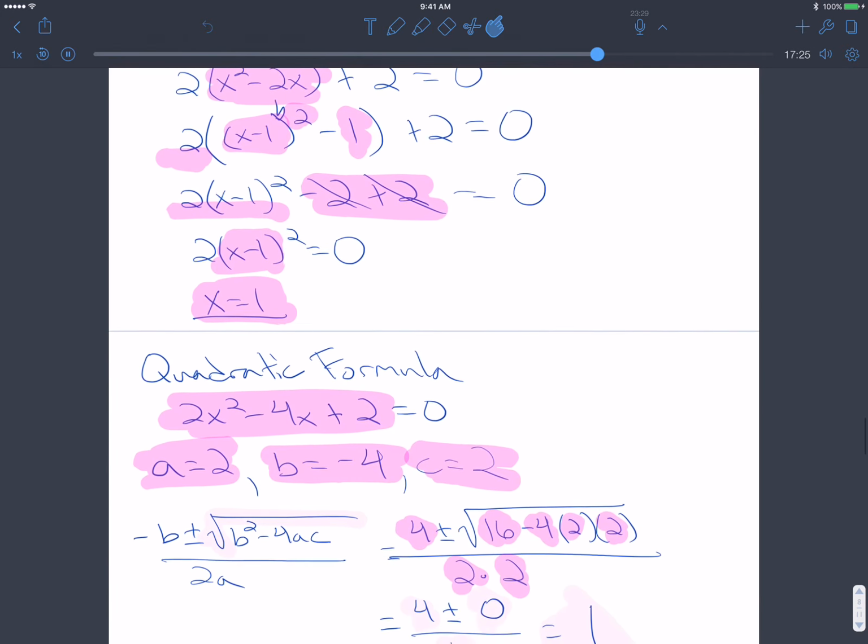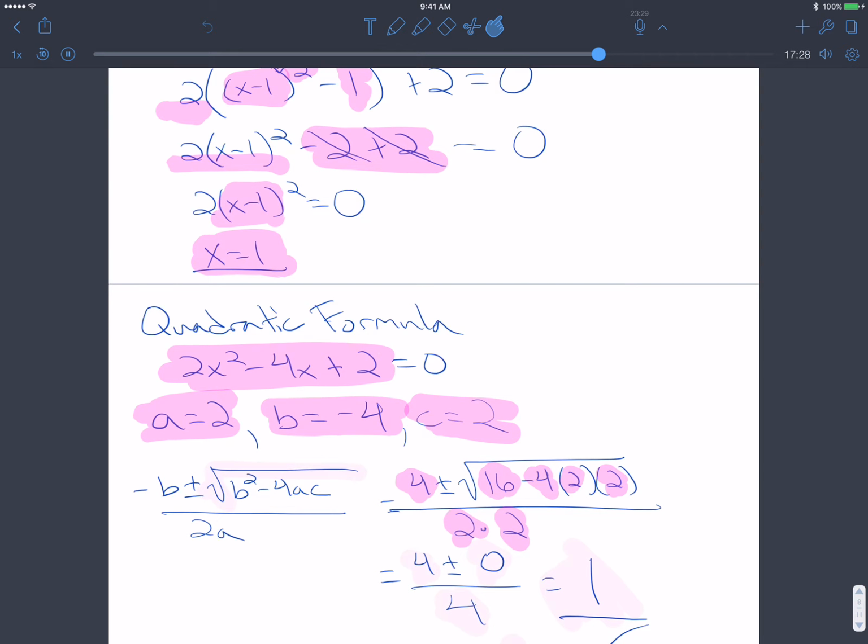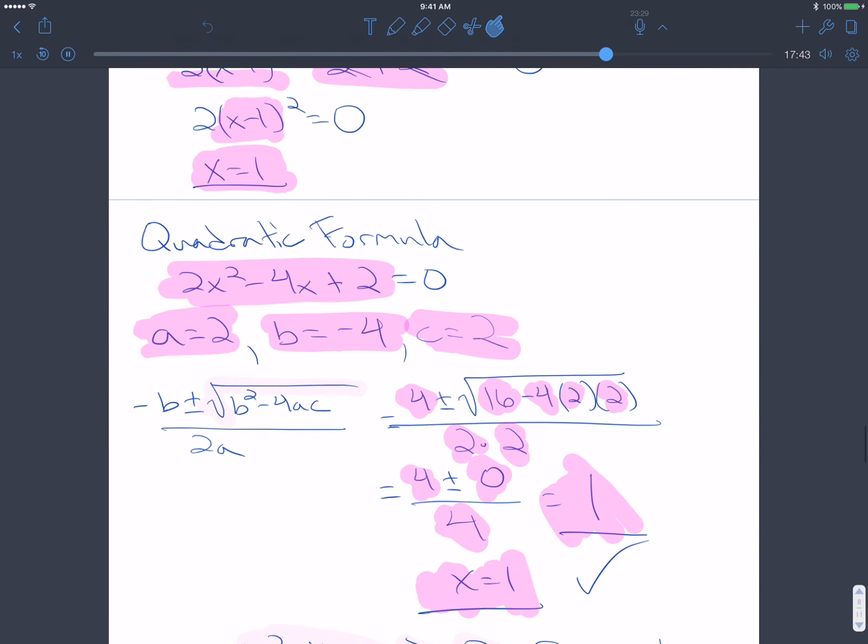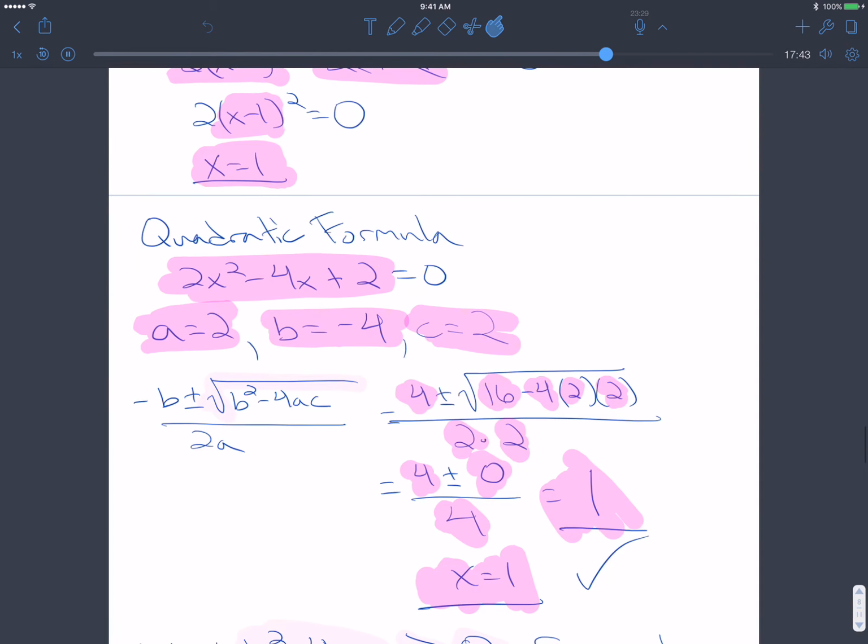So 4 times 2 is 8, times 2 is 16, 16 minus 16 is 0. The square root of 0 is also 0, so I end up with 4 plus or minus 0 all over 4, which is just 1. It's the same answer that we got above. And it takes about the same amount of work. It's just a matter of what's more comfortable.